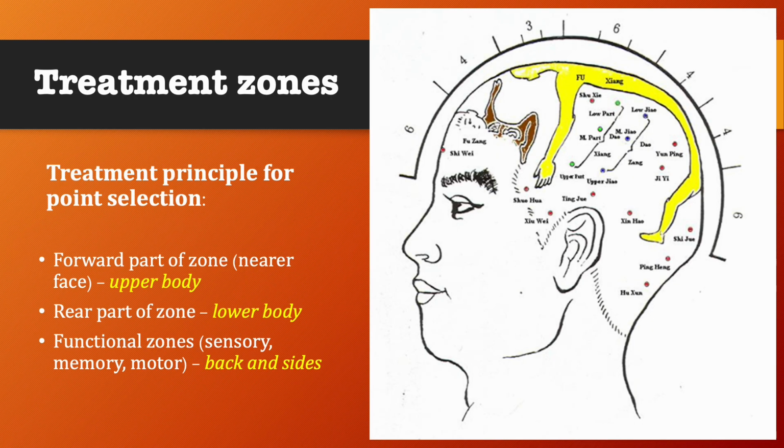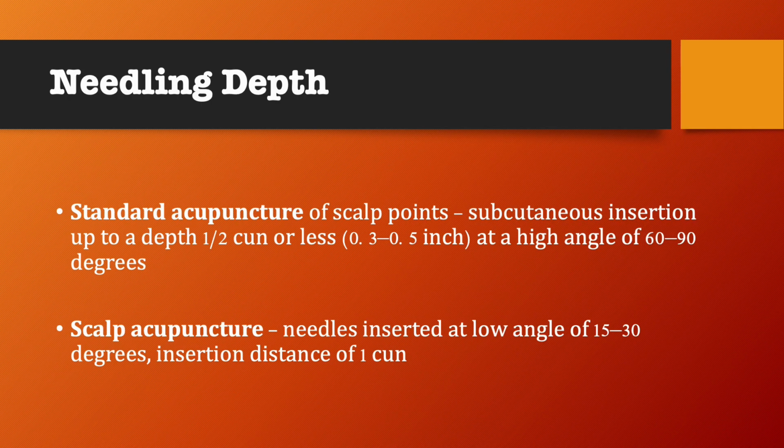Treatment principle for point selection: the forward part of the zone, which is nearer the face, is used to treat the upper body. The rear part of the zone treats the lower body. The functional zones, sensory, motor, and memory, are on the back and sides of the scalp.